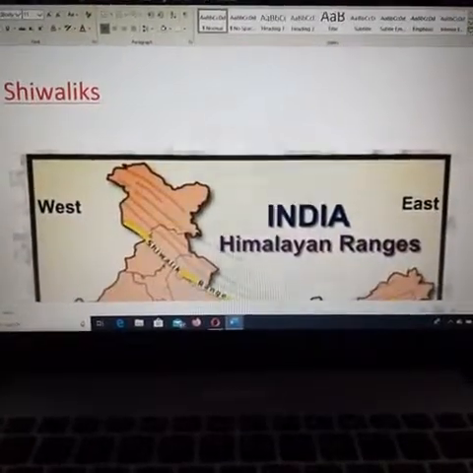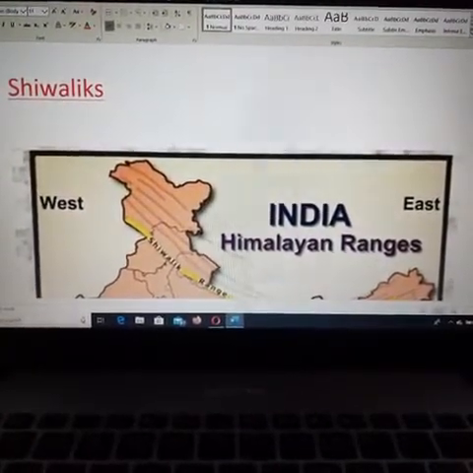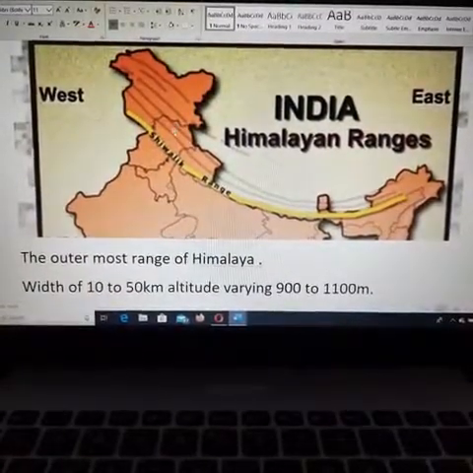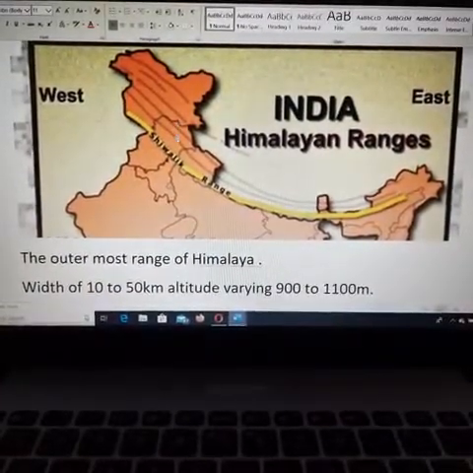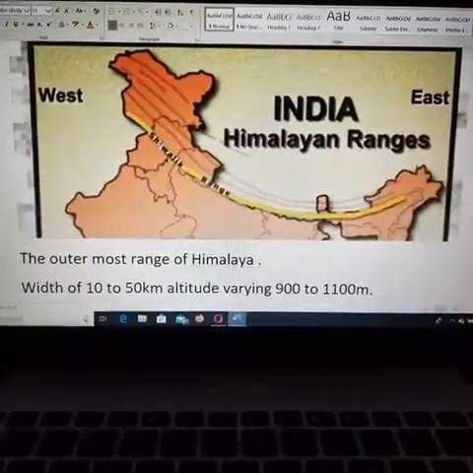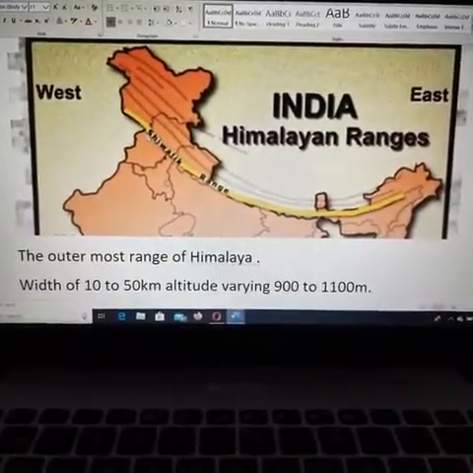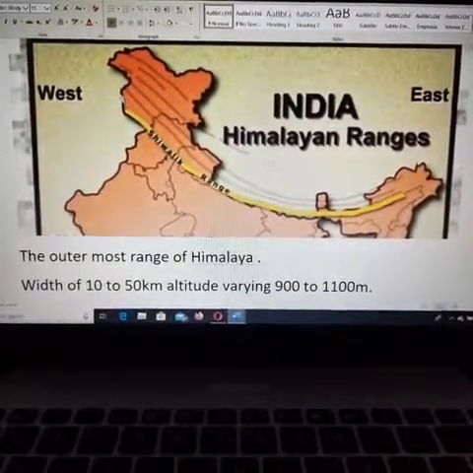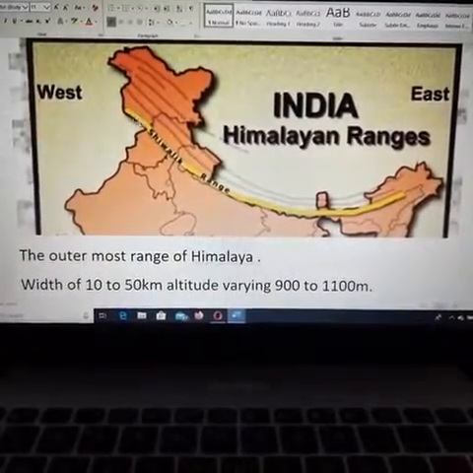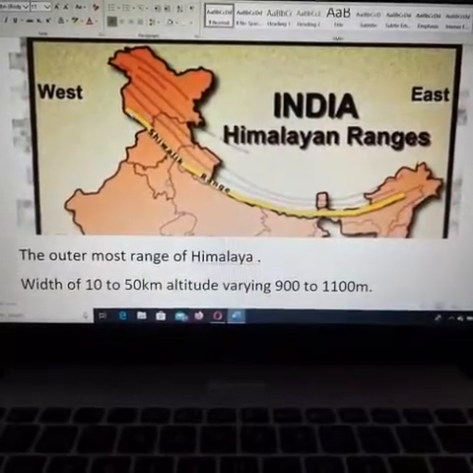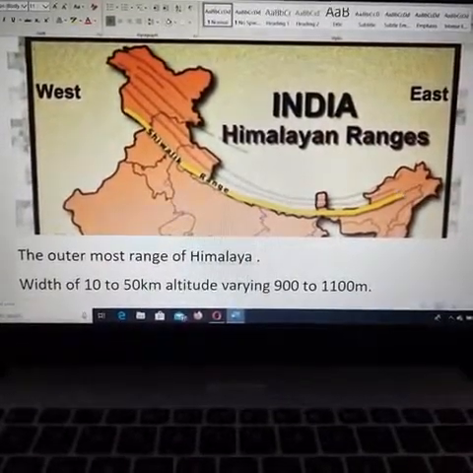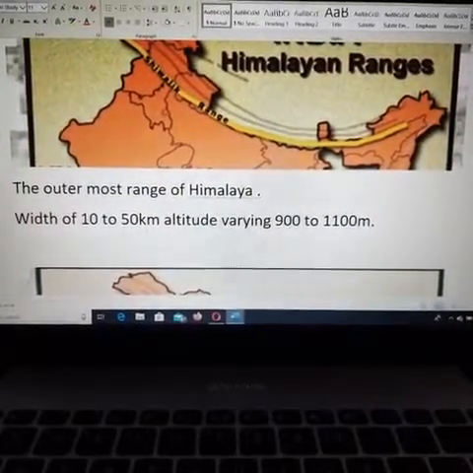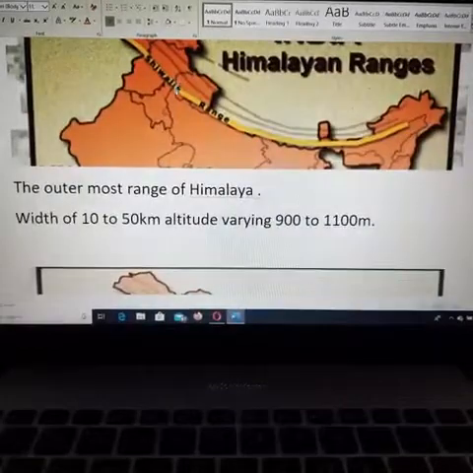Next we will talk about the Shivalik ranges. The Shivalik range is the outermost: first the Greater Himalayas, the Himadri, then the Himachal, and the last range is the Shivalik. The altitude of the Shivalik ranges is very low, nearly 900 to 1100 meters. This is the outermost range of the Himalayas. What is its width? Width in the sense of this one.